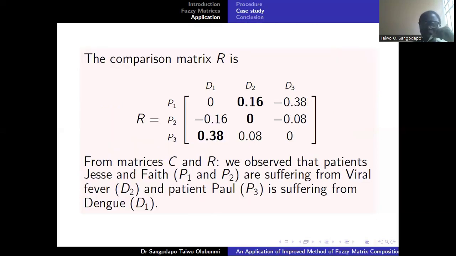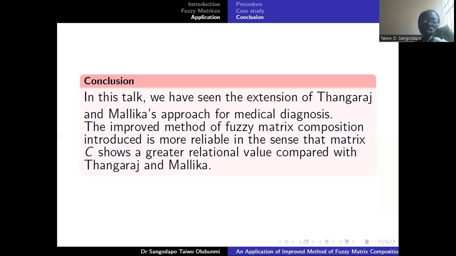Because what we checked was that we have a higher relational value than that of Tangaraji and Malikia. We have the highest relational value, because looking at their own results, since we have the highest value now, you can still say, yes, there is a highest chance of having that disease. Then we draw our conclusion.